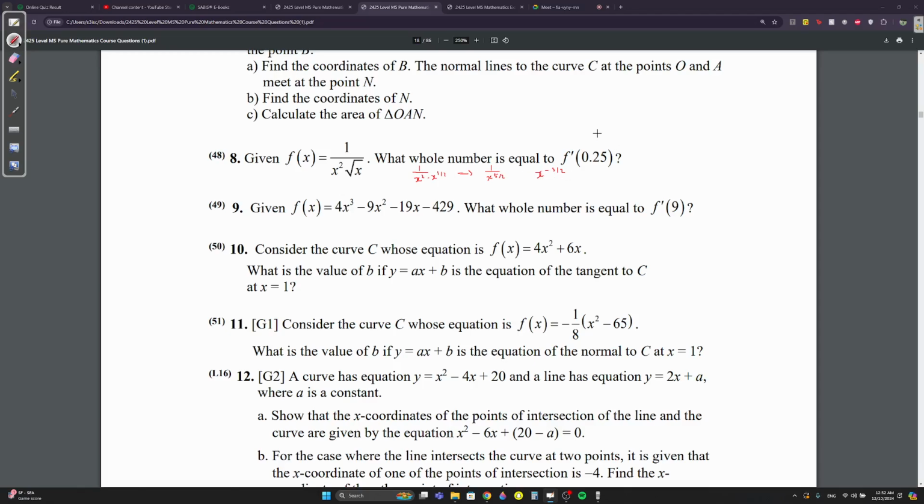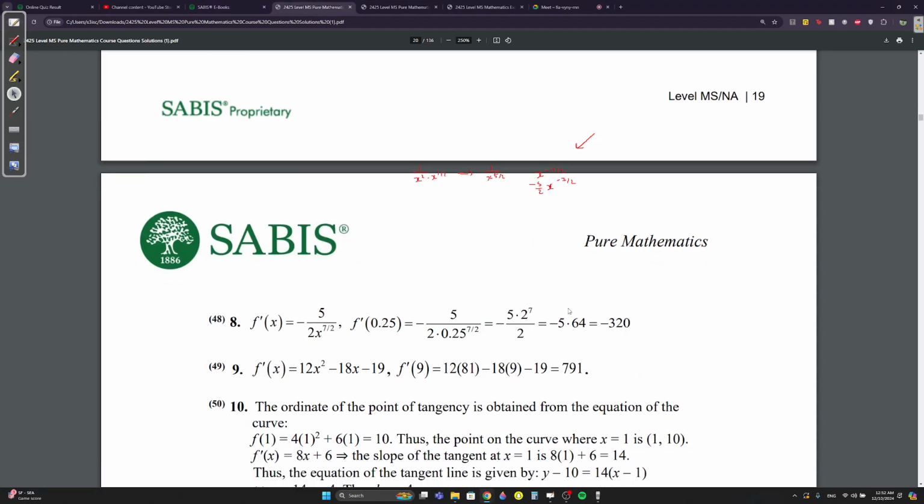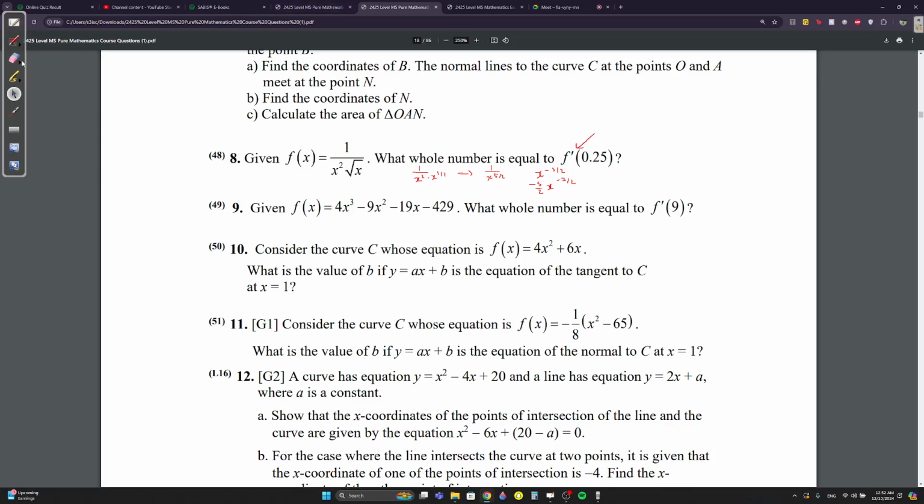Now we need to derive. This is saying f prime is minus 5 over 2, and x reduced by 1 is going to be minus 7 over 2. Let's see. Minus 5 over 2 times 0.25 to the power of minus 7 over 2. Minus 220. Minus 20. We actually got an answer correct, guys.